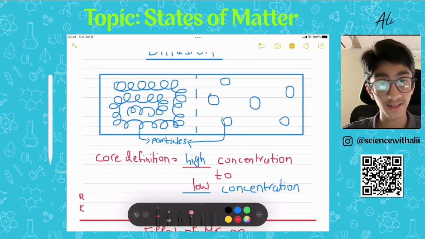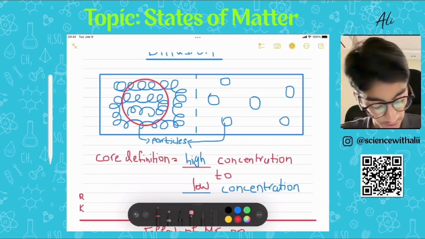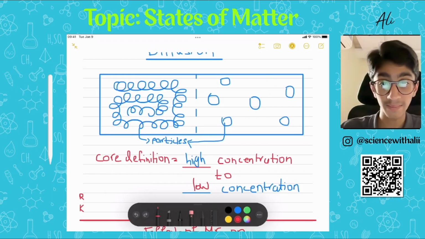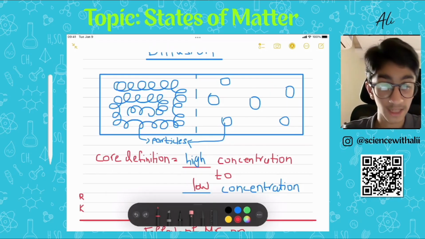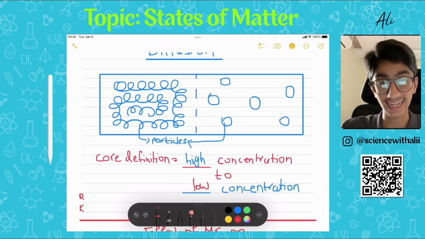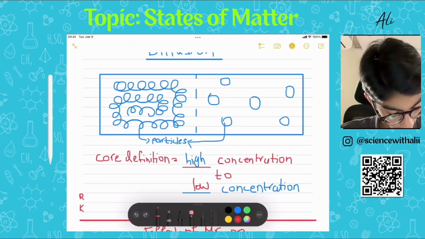Now when particles are in a high concentration, like in this area over here, and this is a low concentration area, what happens is that they collide and exchange energy as they collide more frequently. And they move more randomly. So some particles gain enough energy to break away and move to areas with lower particles.